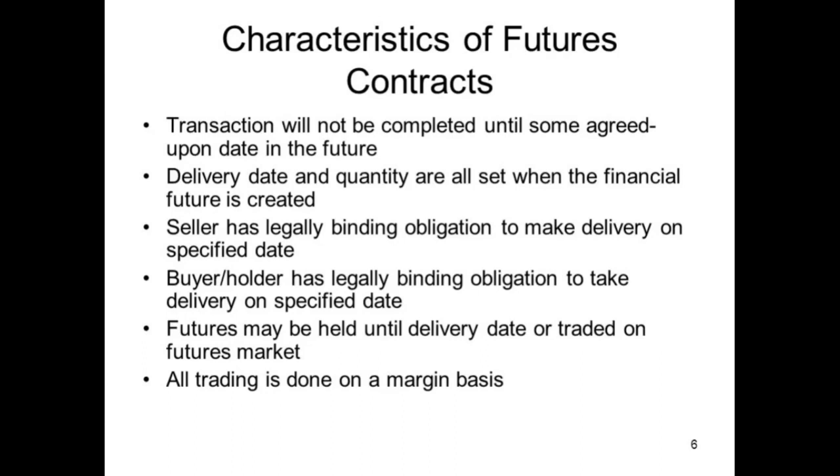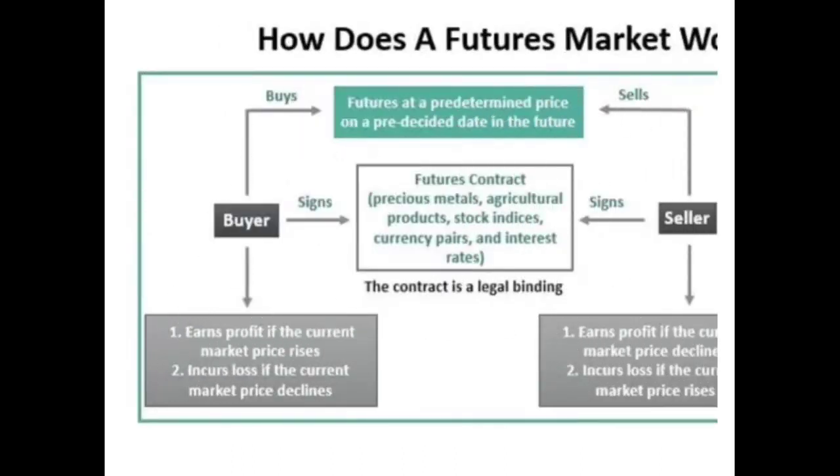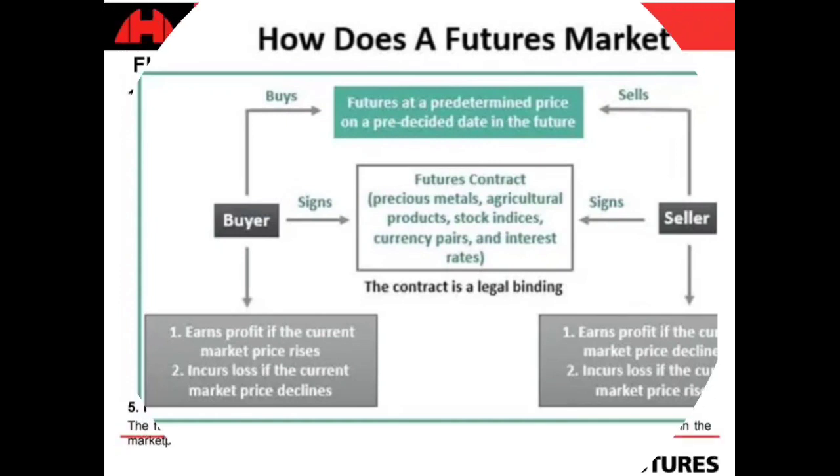The buyer earns a profit if the current market price rises and incurs losses if the current market price declines. The seller earns a profit if the current market price declines and incurs losses if the current market price rises. Functions of futures.